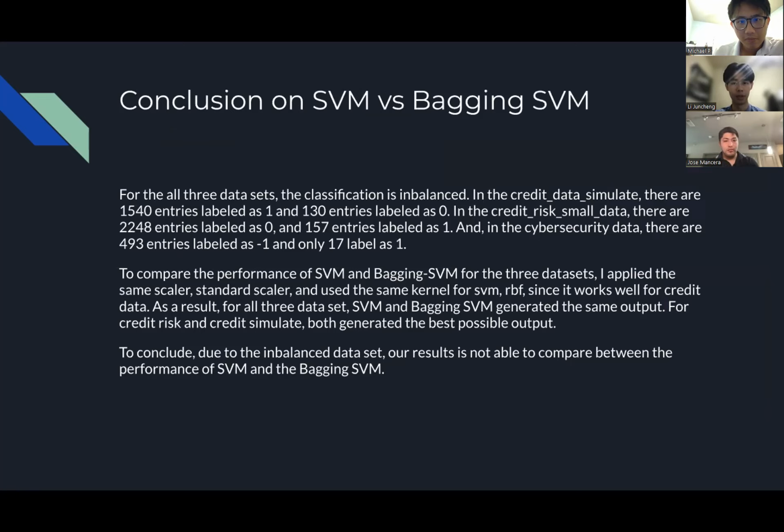And here's the conclusion on SVM versus bagging SVM. For all 3 data sets, the classification is imbalanced. To compare the performance of SVM and bagging SVM on the 3 data sets, I applied the same standard scaler and used the same kernel for SVM, since it works well for credit data. As a result, for all 3 data sets, SVM and bagging SVM generated the same output. And for credit risk and credit simulate, both generated the best possible output.